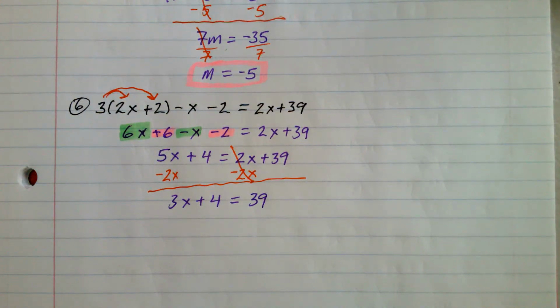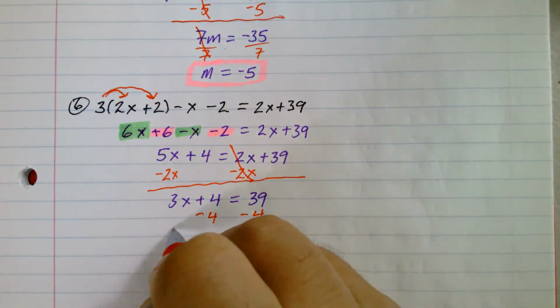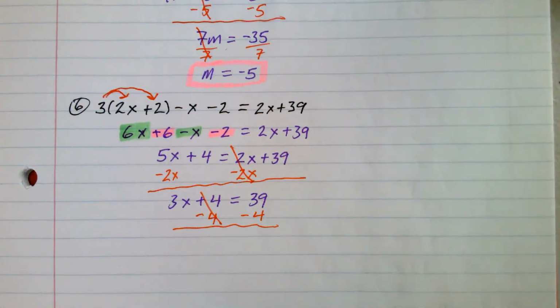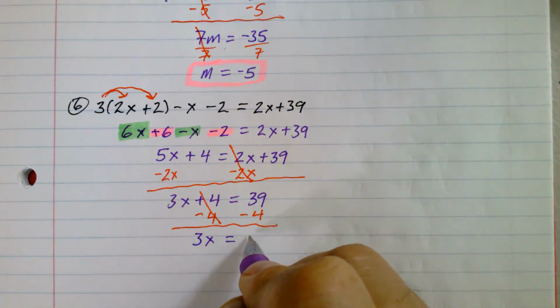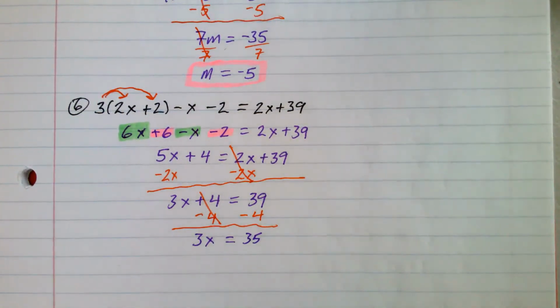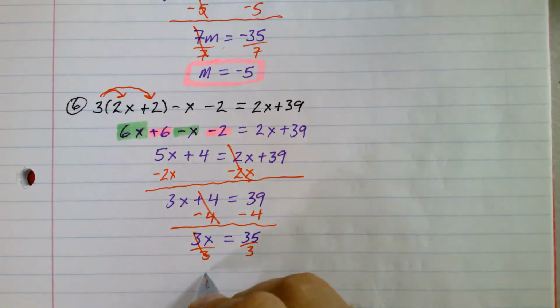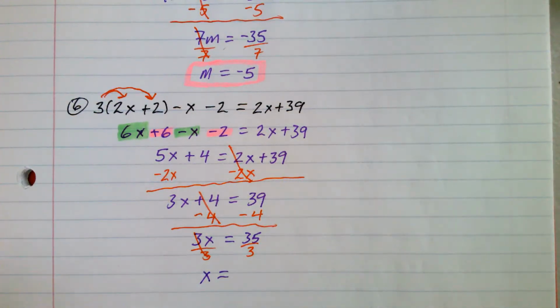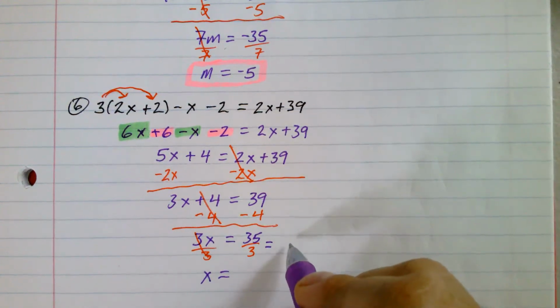All right. So far, so good. All right. So get rid of the constant. So we get 3x equals 39. Take away 4 is 35. Get rid of the 3. So we've got 35 thirds, which it could possibly be, what would that be? 11 and 2/3.